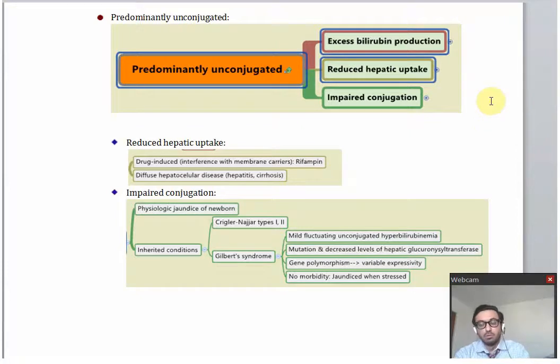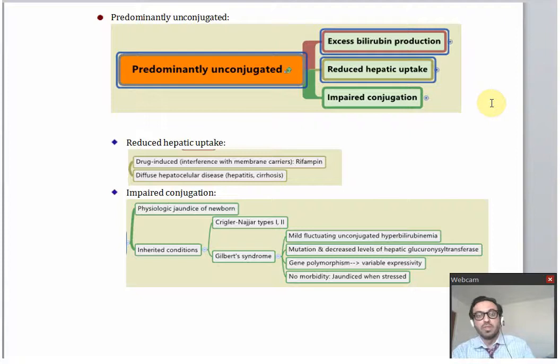Now, what are the conditions or categories of predominantly unconjugated hyperbilirubinemia? Logically speaking, either we have produced a lot of bilirubin, or there is impaired uptake of bilirubin, or there is impaired conjugation of bilirubin. So then the next question is, what conditions can cause reduced hepatic uptake of bilirubin? That logically is seen in any condition with hepatocellular damage, such as hepatitis or cirrhosis. But here's the important point: rifampin is a drug that reduces hepatic uptake of bilirubin, and therefore is associated with predominantly unconjugated hyperbilirubinemia.